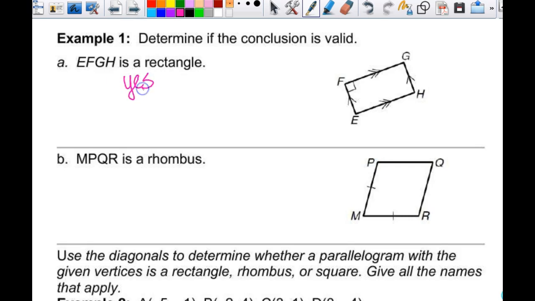And that's because if we have a parallelogram with what? With one right angle, then it is what? A rectangle. Okay. Everybody okay with that? All right, so then what about B? No? Okay. So we have one pair of consecutive sides congruent here, right?